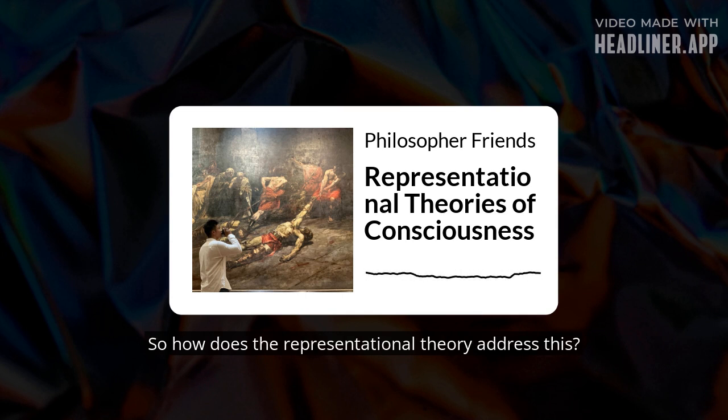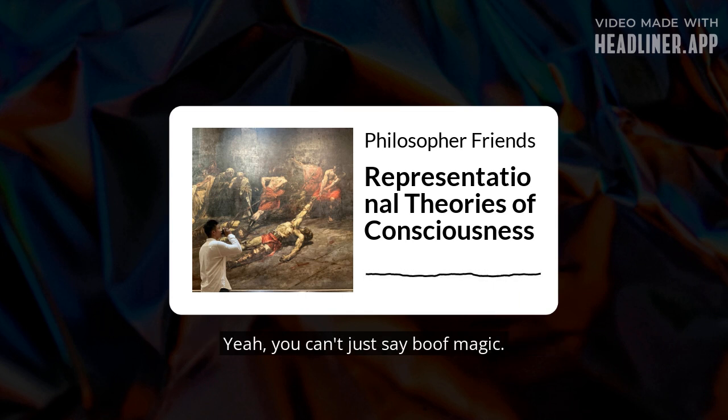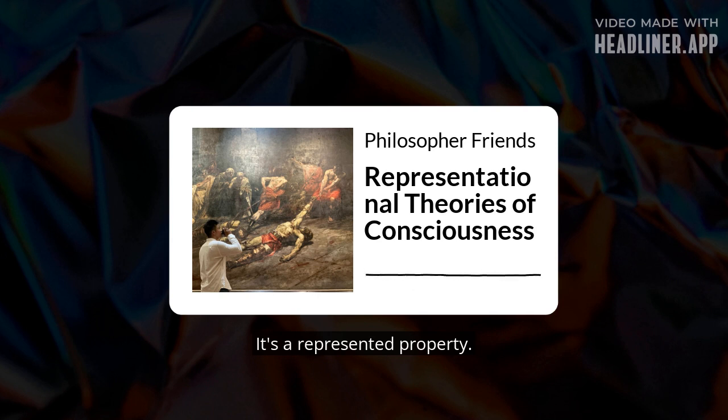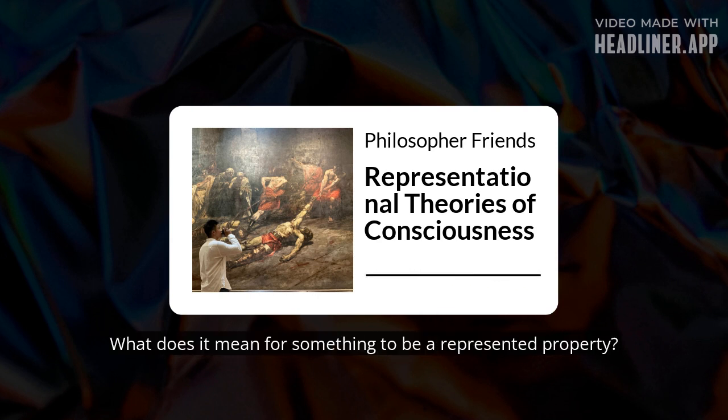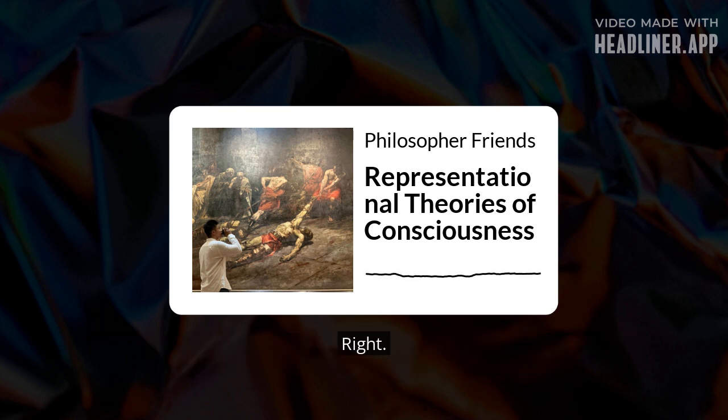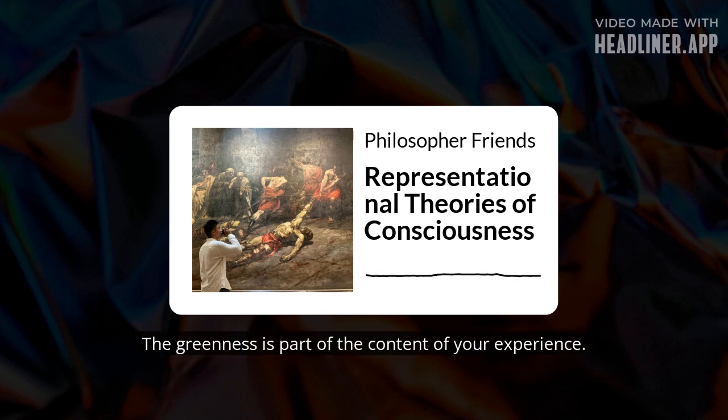So how does the representational theory address this? It can't just say, poof, magic. Of course not. The theory proposes a solution. The greenness of the afterimage, like all sensory qualities, isn't a physical thing in the brain. It's a represented property. I need a little more explanation here. What does it mean for something to be a represented property? Think of it like this. Your visual system is representing a green blob in a specific location, even though there's no actual green blob there. The greenness is part of the content of your experience.